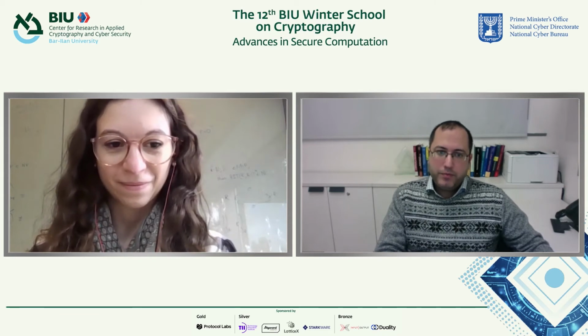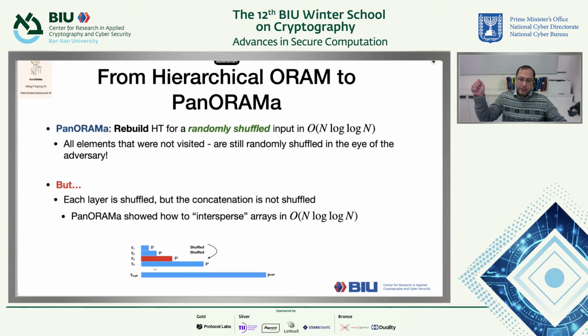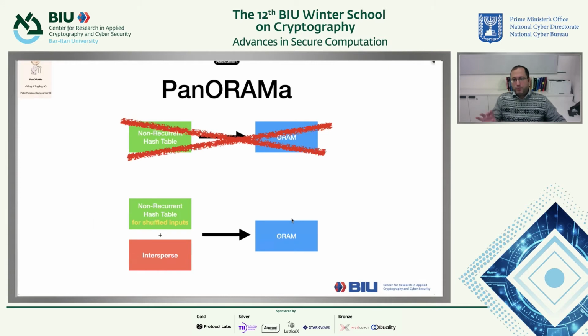So this is why I need the dummy lookup. Okay, so in Panorama, they did two things. First, a hash table of randomly shuffled inputs. And second, if you take randomly shuffled arrays, you can concatenate them and get a new randomly shuffled array. In both constructions, they add an extra log n, which we have to shave to get the optimal construction. In Goldreich and Ostrovsky, a non-recurrent hash table gives you an ORAM. Now we are saying you need a non-recurrent hash table for shuffled inputs, which is weaker, plus intersperse, taking two randomly shuffled arrays and shuffling them together, and this gives you the ORAM. These are the building blocks that we have now.